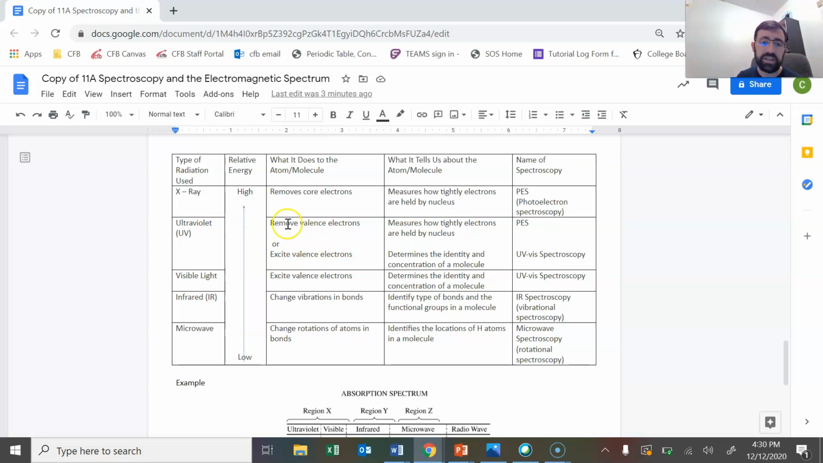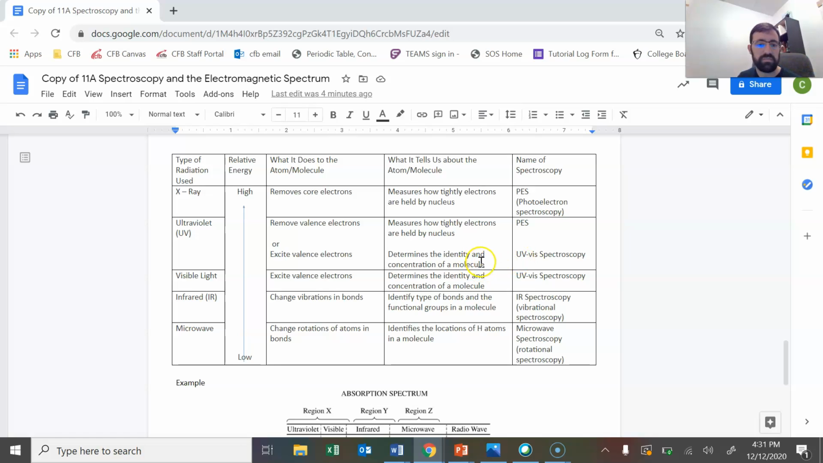Ultraviolet radiation can also remove valence electrons at the higher energy end of the ultraviolet range. It can measure how tightly electrons are held by the nucleus, if that's what we're doing, if we're using ultraviolet for photoelectron spectroscopy. Okay. But on the lower energy end of ultraviolet, it can be used to excite valence electrons, and that determines the identity and concentration of a molecule.